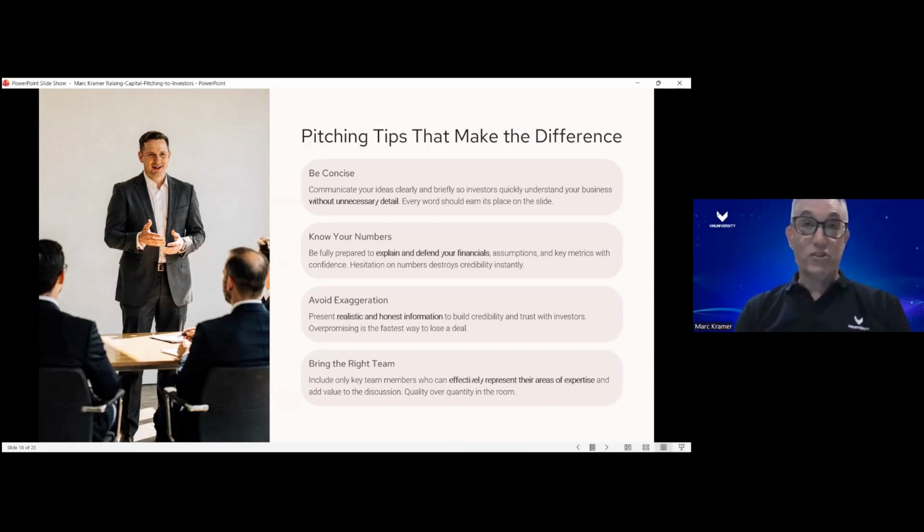Avoid exaggeration because most investors have been around the block, they're experienced. So just be realistic and honest. Only bring the team members who know what they're talking about. A client brought a new CFO who didn't know what they were talking about, and it blew up something that should have been a simple investment.